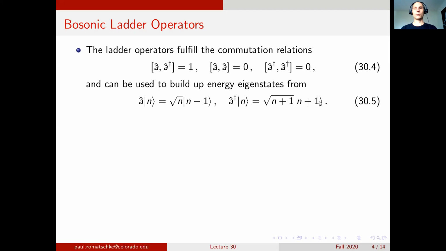One can use the ladder operator to build up energy eigenstates, particularly if we act with the ladder operator a dagger on an energy eigenstate n. We get the energy eigenstate n plus 1 times an eigenvalue square root of n plus 1. Similarly, the action of the ladder operator a on energy eigenstate n gives us the energy eigenstate n minus 1 times an eigenvalue.